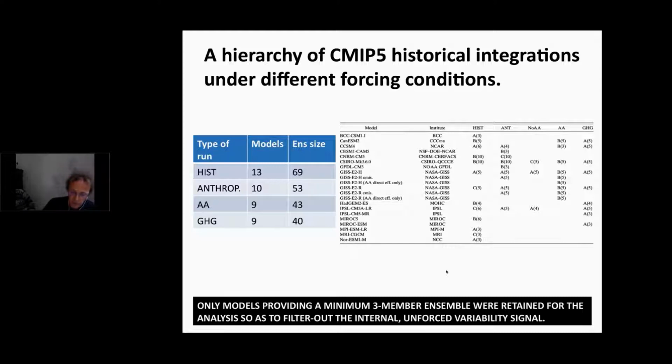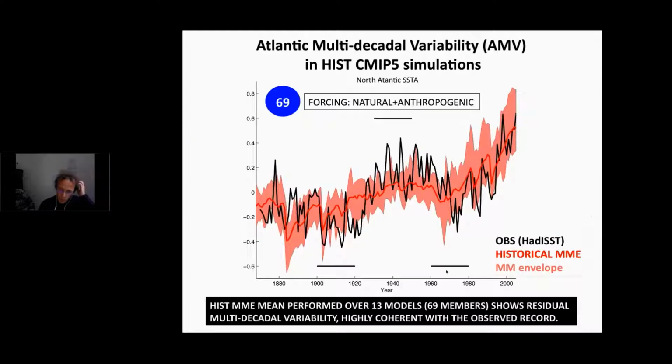And in this way, we can be assured that we are ruling out or excluding from the signal the internal variability component. Okay, so we started from the broadest set of forcings, which is the one used in the so-called historical climate simulations. So here, everything is in place. We have both natural and anthropogenic forcings.